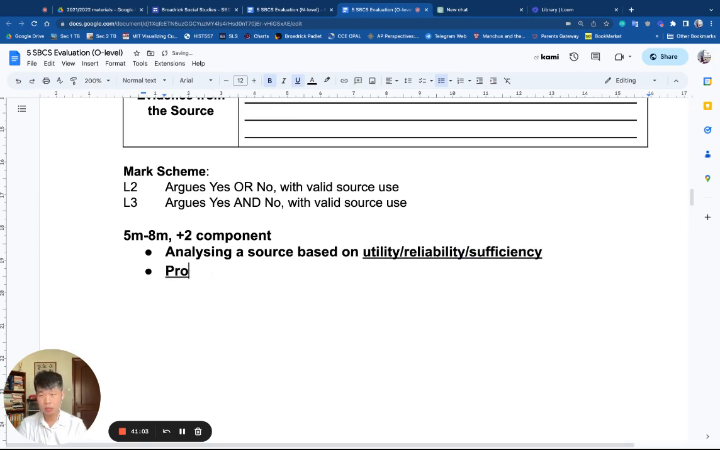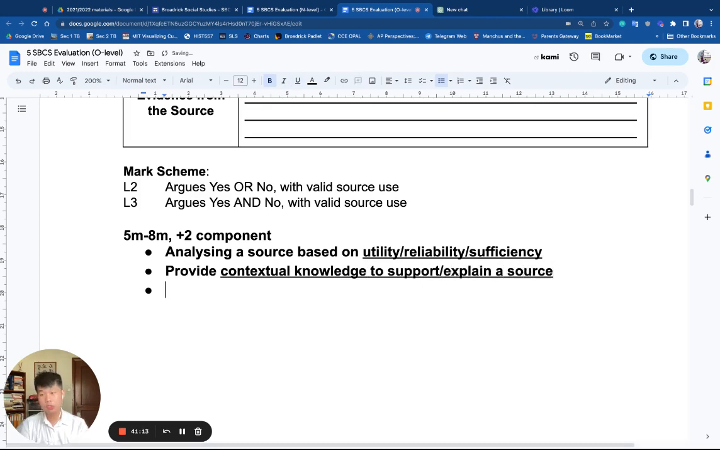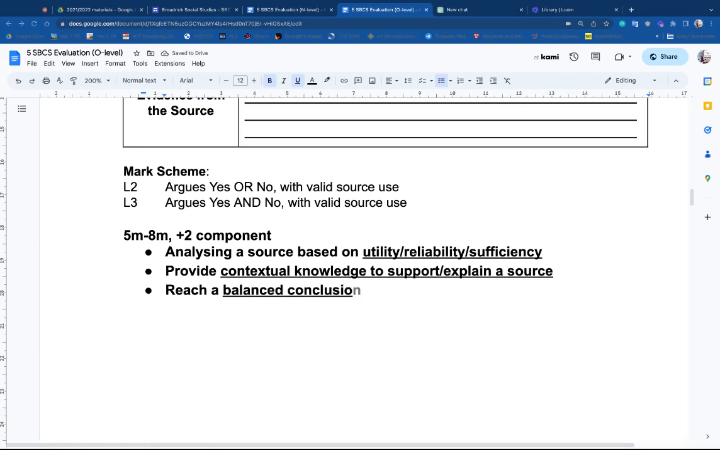You could provide contextual knowledge to support or further explain a source. So if you read a source and you're like, oh, I actually read this in the news. I know something about this that I want to share. This source really is telling me the right thing, and here is more information about this statement. You could share it. Finally, you could reach a balanced conclusion on the statement, on the assertion, using the sources.